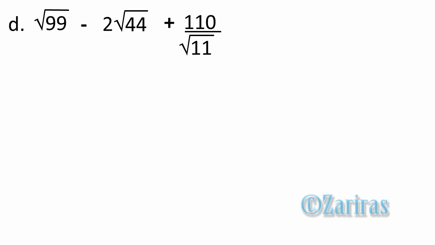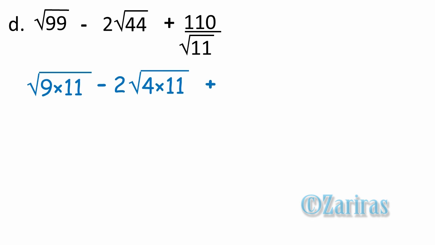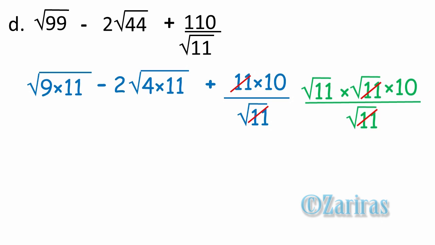Next D question. Square root of 99 minus 2 root 44 plus 110 over square root of 11. So I think we would be using 11 more in this question. 99 is 9 into 11, minus 2 into 4 into 11, plus here we have to rationalize. Again we could see that 110 is 11 into 10. So we don't need to multiply the numerator and the denominator by root 11. We could just see root 11 could be cancelled by the 11. So 11 is root 11 into root 11, and we get a root 11 again.